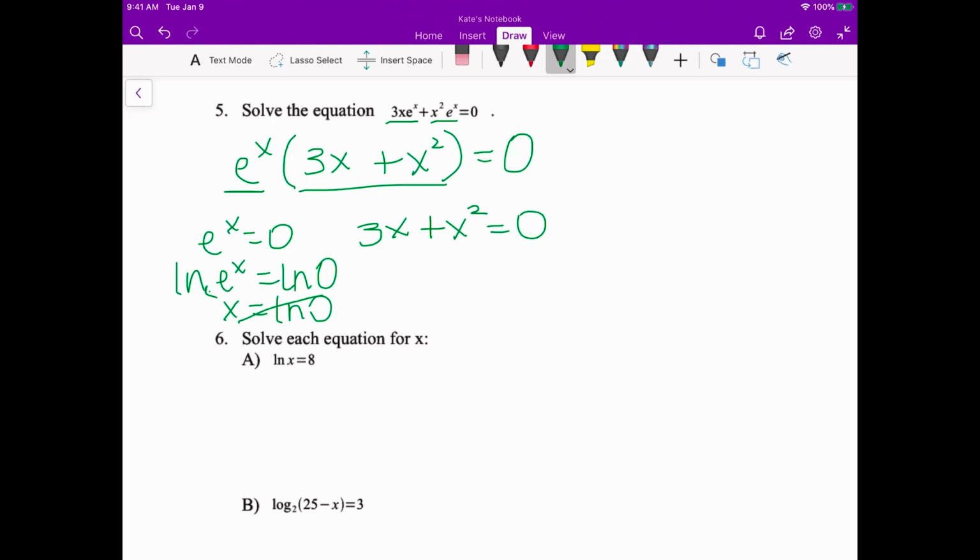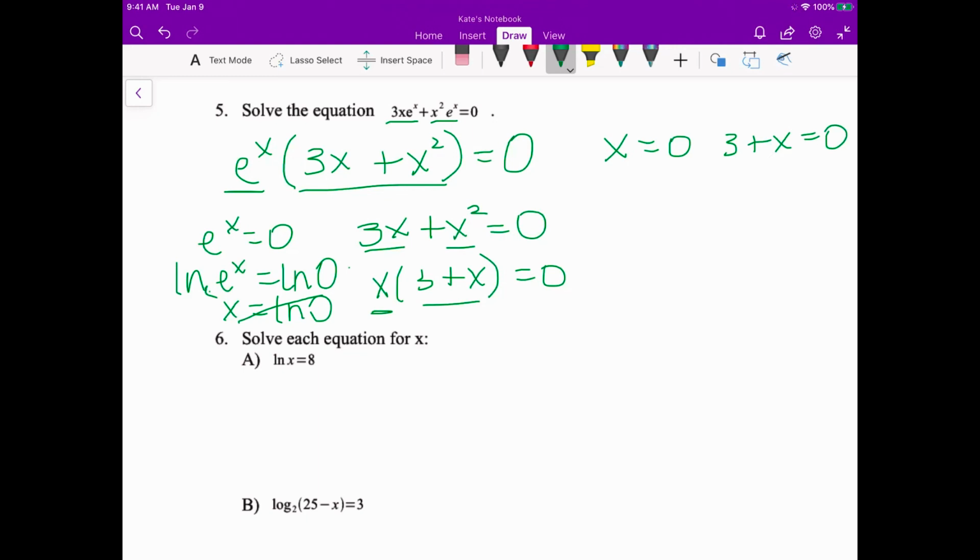But then over here, I have 3x plus x squared equals 0. And again, I still have two terms. I have 3x and x squared, and those two terms both have an x in common, so I can factor out an x, which will leave me with x times 3 plus x equals 0. And then again, we set each factor equal to 0. So we set x equal to 0, and we set 3 plus x equal to 0.